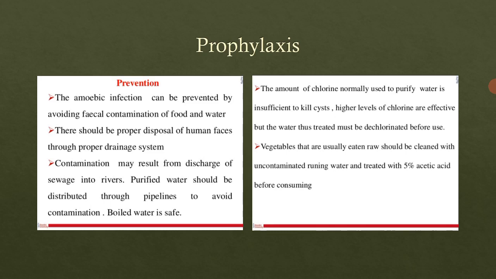Then we will study the prophylaxis: what measures or prevention we should take to avoid this infection. The amoebic infection can be prevented by avoiding fecal contamination of food and water. This is the foremost step, because this infection is transmitted via contaminated food and contaminated water. So we should maintain proper hygiene and prevent fecal contamination of the food and the water.